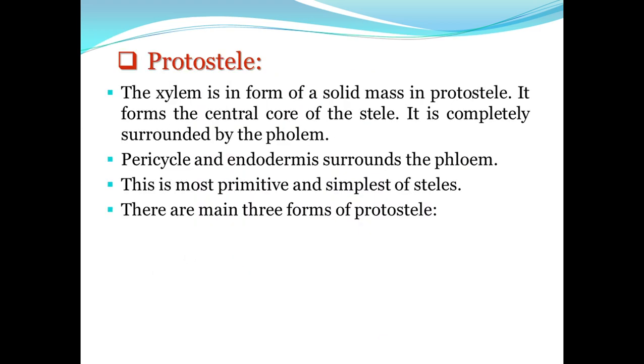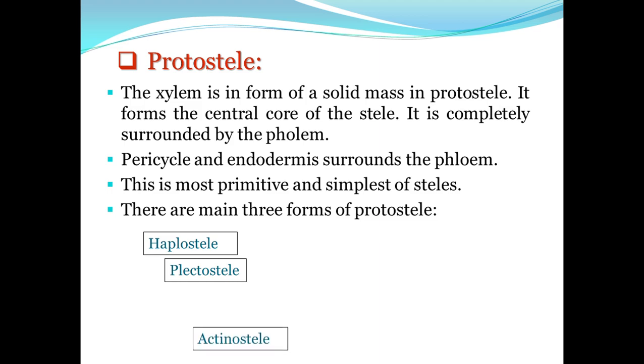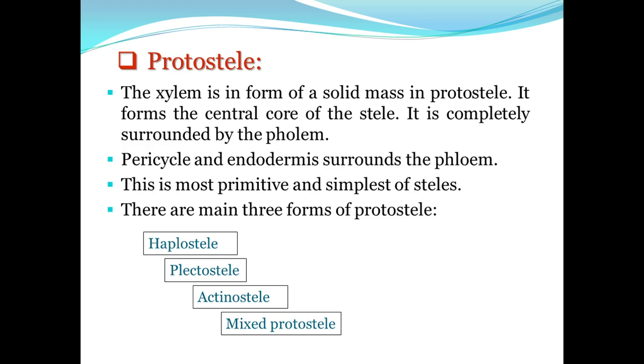First one is the protostele. The xylem is in the form of a solid mass in protostele. It forms the central core of the stele. It is completely surrounded by the phloem. Pericycle and endodermis surround the phloem. This is the most primitive and simplest of steles. There are three main types of protosteles: the haplostele, the plectostele, and the actinostele, and some other types of stele such as mixed protostele and polystele.